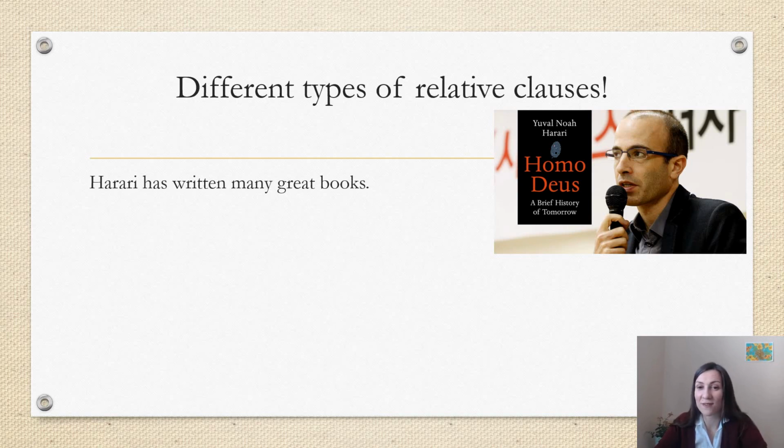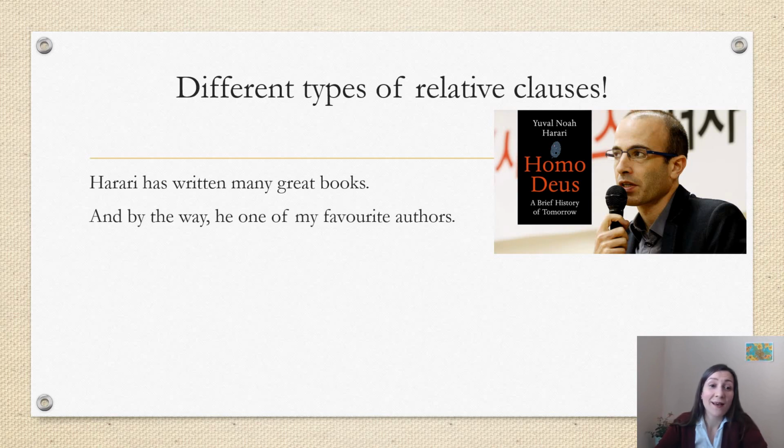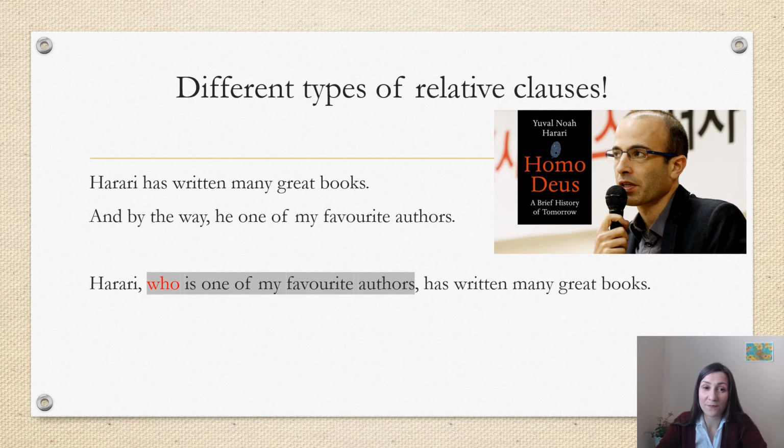This sentence is fine on its own. I could choose to add, and by the way, he is one of my favorite authors. So this is just some extra information that is not essential. You don't need it to understand the first sentence. But we can still combine these two sentences into one with a relative clause. Harari, who is one of my favorite authors, has written many great books.